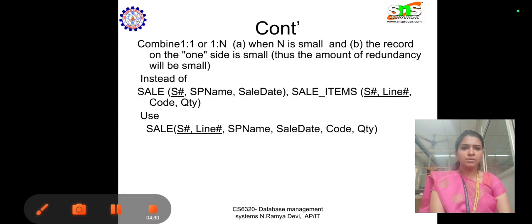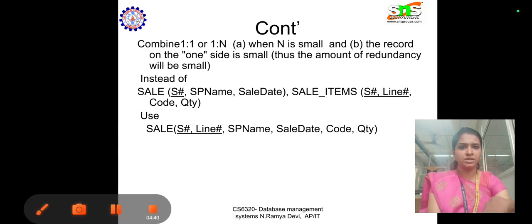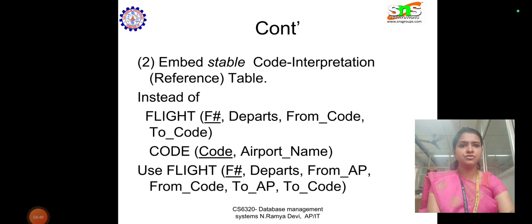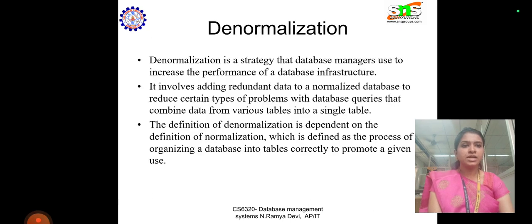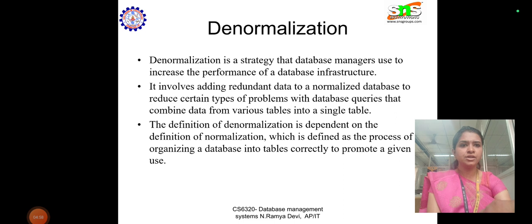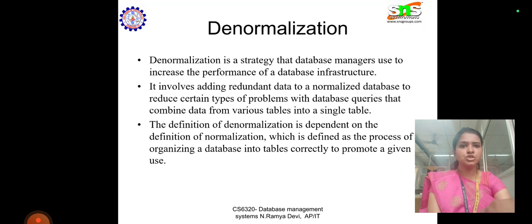Normalization is a technique which mainly involves reducing redundancy and avoiding anomalies like insertion, delete, and update anomalies. Denormalization is a strategy which database managers use to increase the performance of a database infrastructure, but it also involves adding redundant data to a normalized database to reduce certain types of problems with database queries that combine data from various tables into a single table.